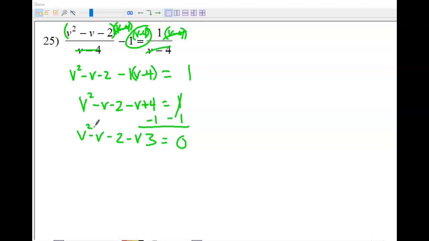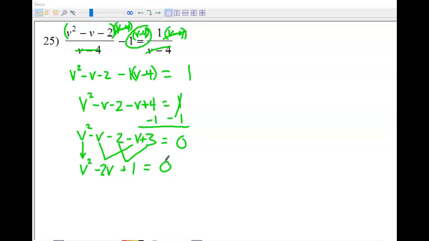And also I can combine these two v's together. Negative v and negative v makes negative 2v. I'll just bring down my v squared. And then this negative 2 and looks like a positive 3 there should make a positive 1.